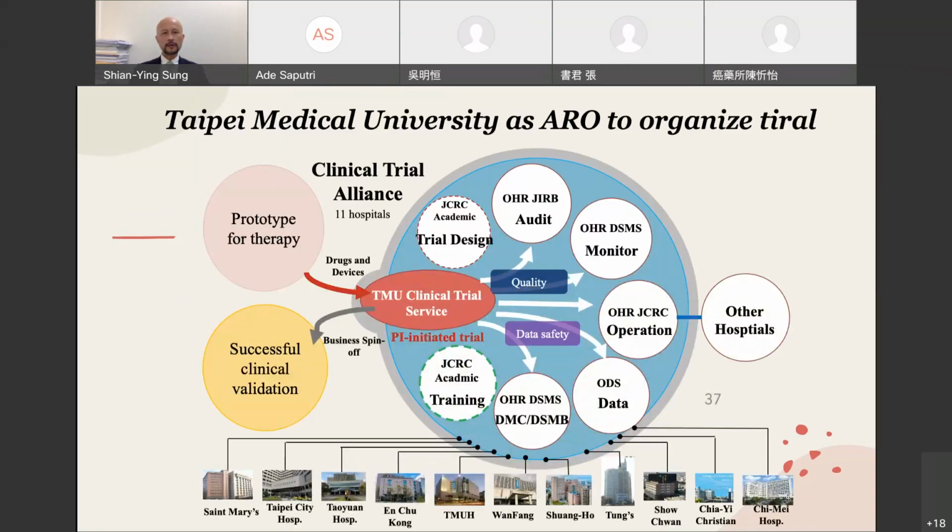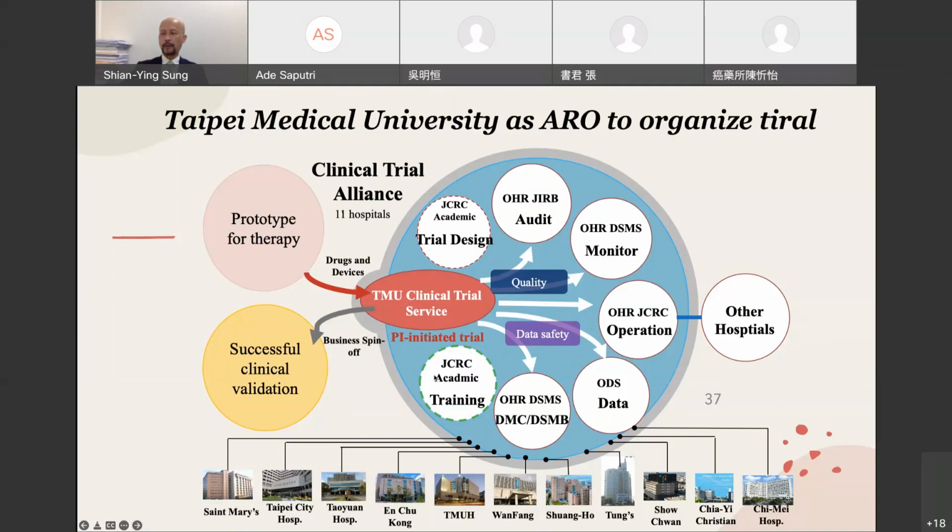So Taipei Medical University serves as an ARO to organize all the trials. The prototype of the therapeutic will come to our clinical trial service systems, and we will help everyone develop PI-initiated clinical trials with our audit and monitoring. We can operate the clinical trials for your studies, and we have data management and also data safety to make sure all the data are secure, and we hope that all our services will help your product successfully become clinically validated.